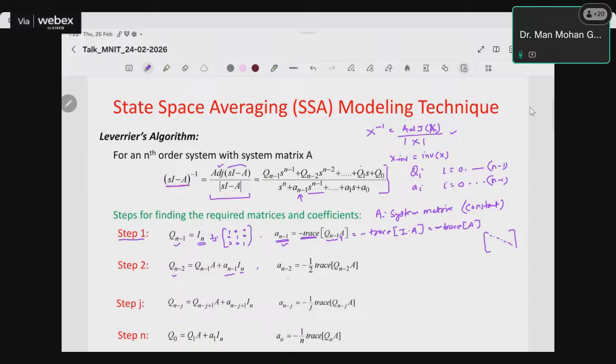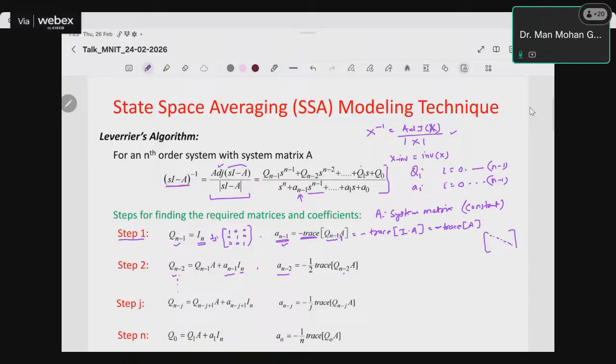Now next is a(n-2). What is a(n-2)? Minus 1 by 2 trace. Q(n-2) is known to us now. So we multiply this by A, and we find Q(n-2) into A, and take the trace of this, then multiply it with minus 1 by 2.